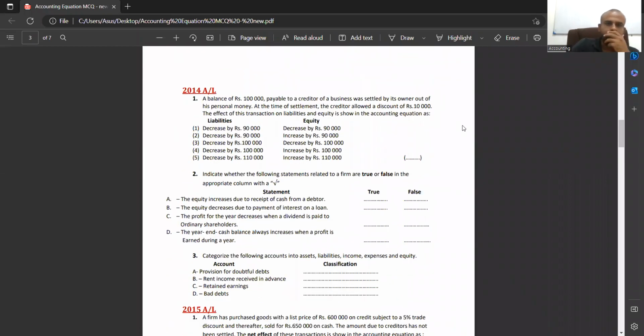මේක කියනවා balance of 100,000 payable to a creditor of a business was settled by its owner. A creditor was settled by the owner out of his own money. At the time of settlement, creditor allowed a discount of 10,000. The effect of these transactions. Okay, what is your answer?